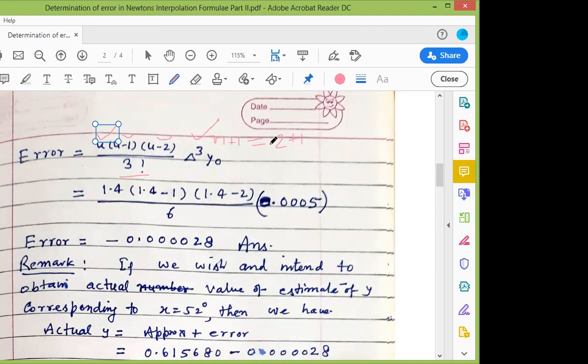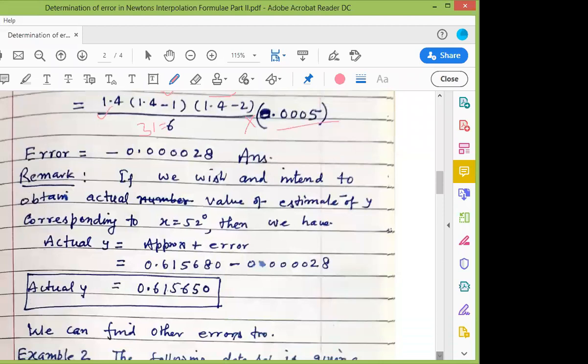So factorial 3 and this. Putting in the value 1.4, we have computed 1.4 minus 1, 1.4 minus 2 upon factorial 3, which is 6. And this is a multiplication here, and this is the value of the third difference. So the error is coming this much. You look at it with minus. It may come out minus, it may come out plus.